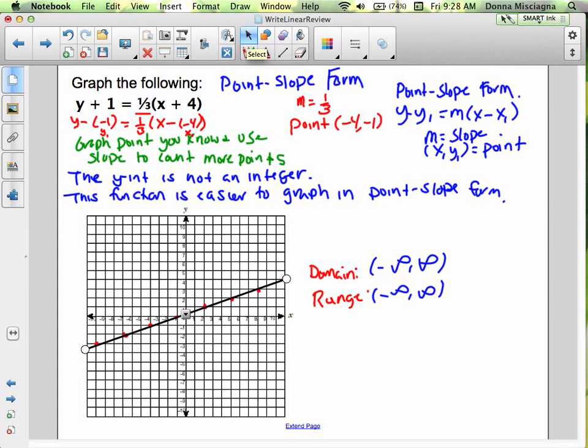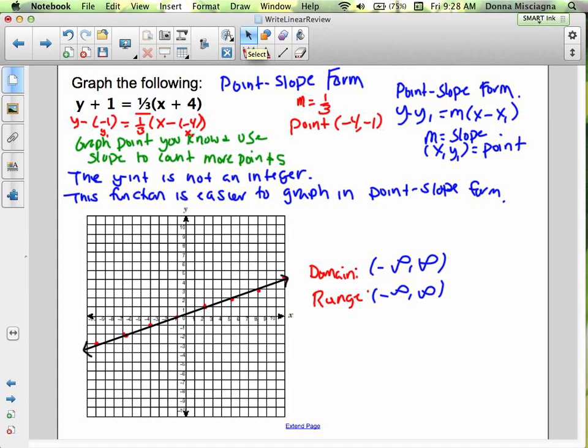All right, there we go. So there's our line. Notice our y-intercept this time is not an integer. We'd have to put it in slope-intercept form if we wanted to know the y-intercept, but we don't need it to graph in point-slope form. All right, so that's all there is to it.